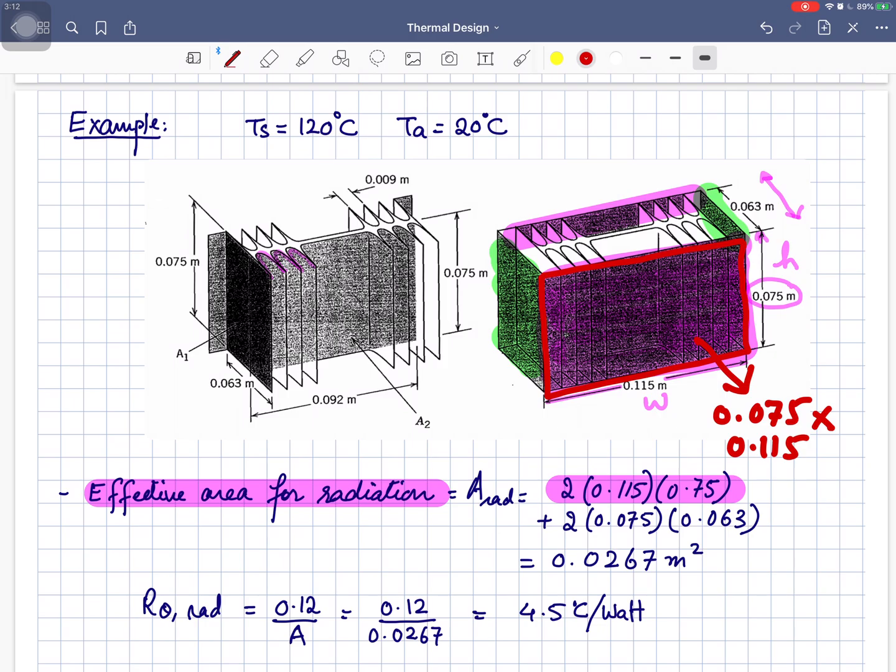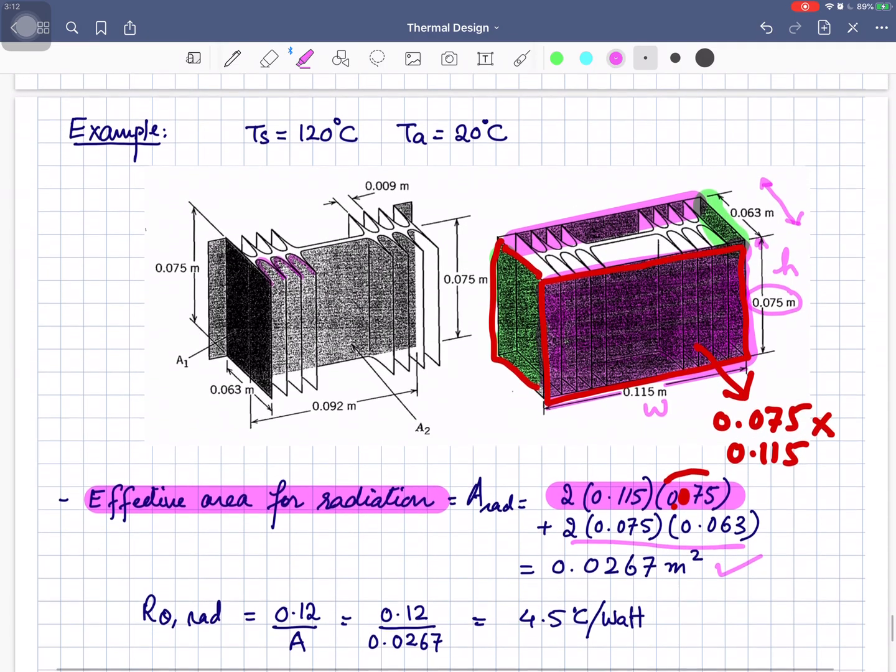Sorry, by mistake it is written 0.75 over here. It is basically 0.075. Then taking the side surfaces, these ones, the height is 0.075 and the width is 0.063. So the total area of the side surfaces will be 0.0267 meters square.